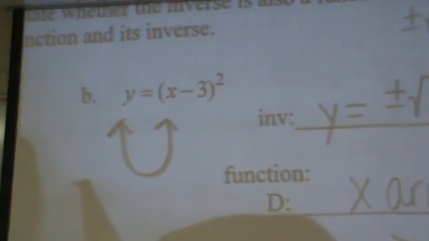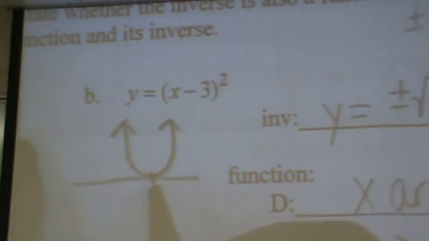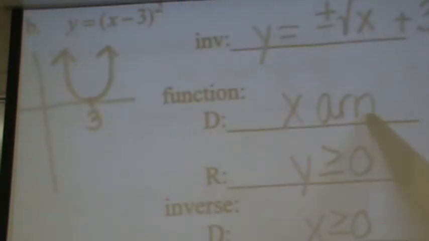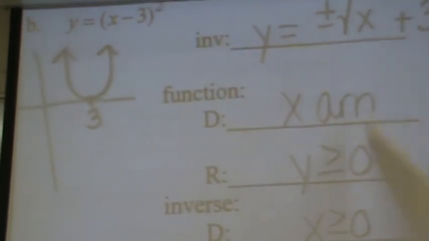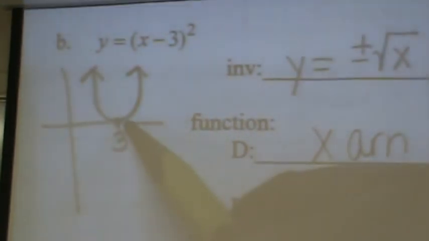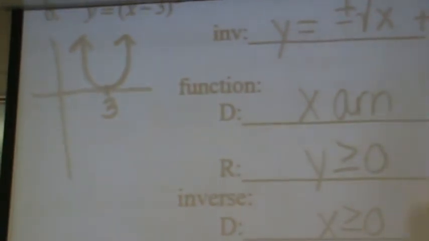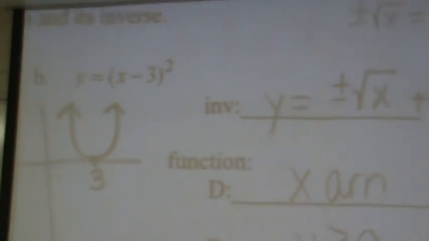For B, what does this look like, you guys? X minus 3 squared. It's a parabola, and it's to the right 3. So where is it starting here? At 3. The domain for parabolas is all real numbers, and the range, since it's shifted 3 units to the right, is y greater than or equal to 0. So for the inverse, you switch them around, and it's not a function when you switch them around, because it ends up being a parabola on its side.